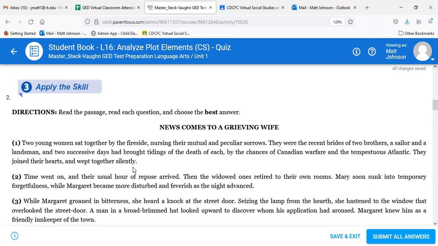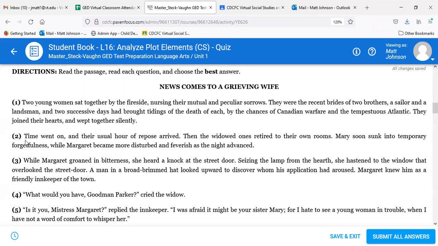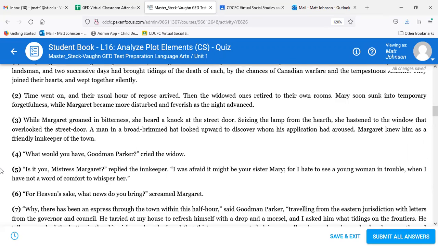Let's see. Grace, you want to read that second paragraph? Okay. Time went on, and their usual hour of repose arrived. Then the widowed ones retired to their own rooms. Mary soon sank into temporary forgetfulness, while Margaret became more disturbed and feverish as the night advanced. All right, good. Sasha Gay, you want to read 3?